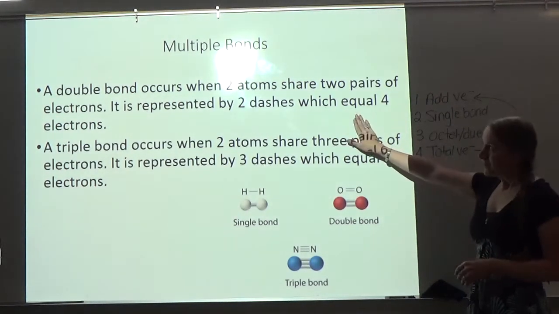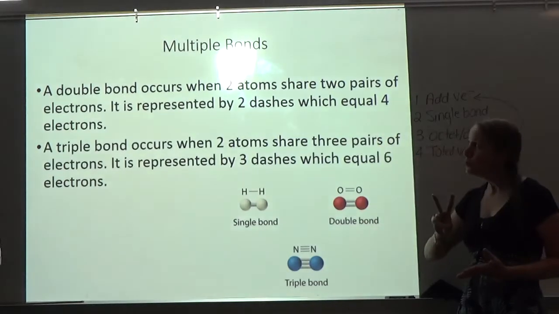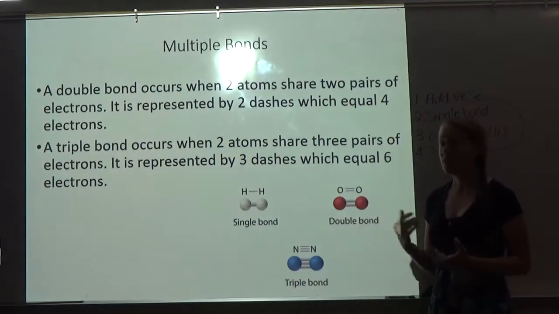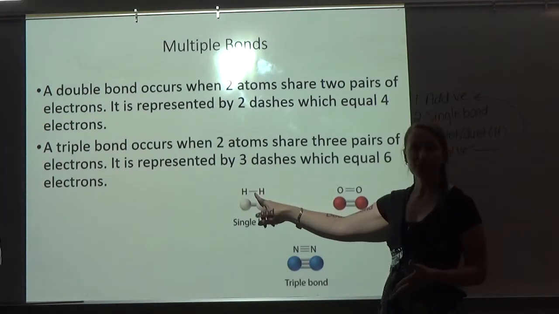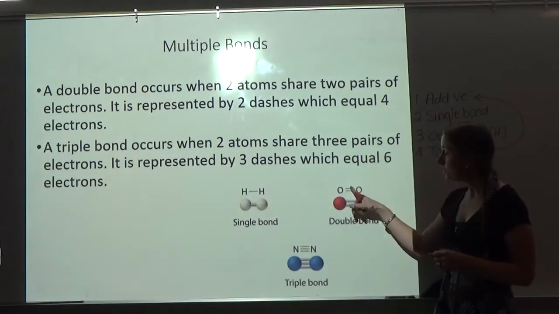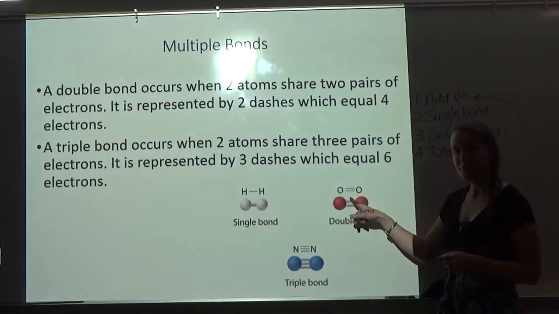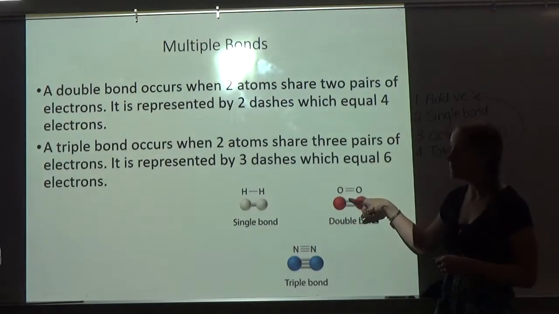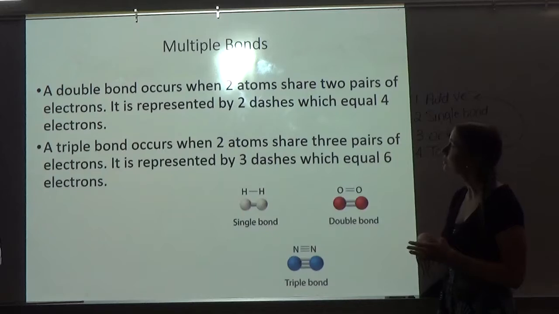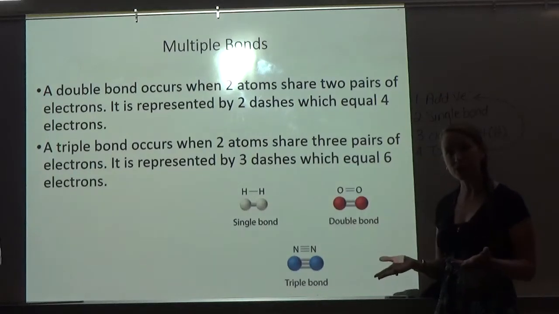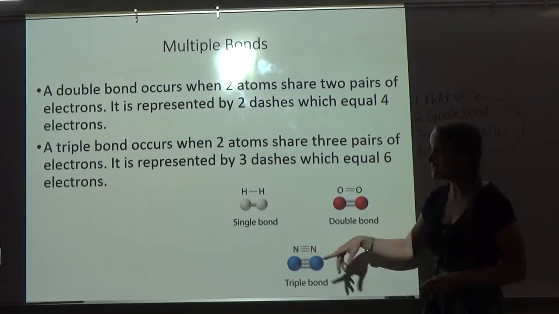So a double bond occurs when 2 atoms share 2 pairs of electrons, and a double bond is just represented as 2 dashes. Remember, we said a dash is a bond, and it is 2 electrons that are shared. So a double bond is 2 dashes because it's 4 electrons that are shared, 2 for each dash. And then a triple bond occurs when 2 atoms share 3 pairs of electrons. It's represented by 3 dashes, 2 electrons per dash. So 2, 4, 6 electrons total.